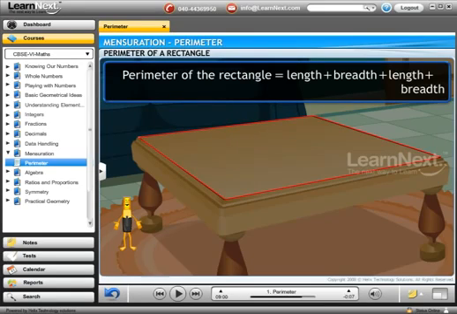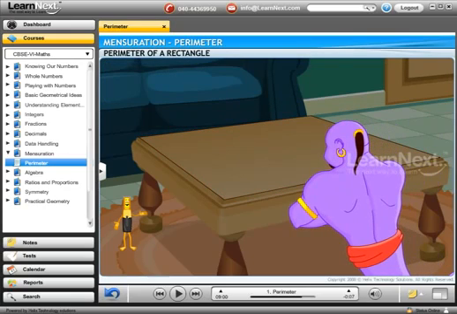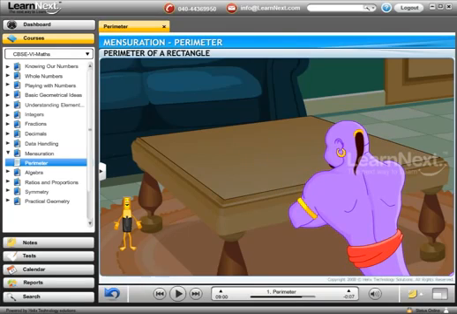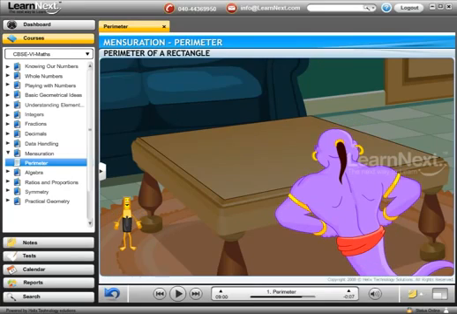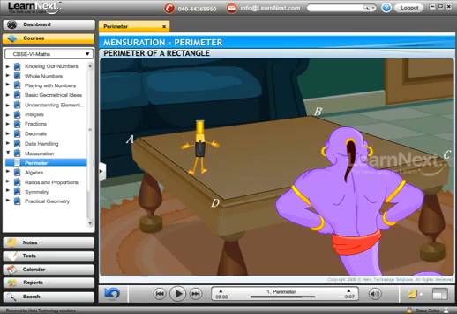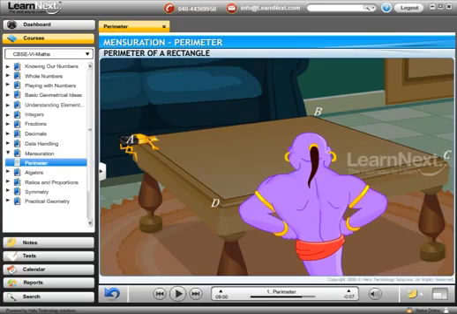I see. Let's measure the length of the four sides of the tabletop to find out its perimeter. I'm ready. What do I have to do? To ensure that we remember the sides, let me label the four corners as A, B, C, and D. Why don't you lie down alongside AB? Wow! This is going to be a long stretch for me. The length of side AB is 60 centimeters.